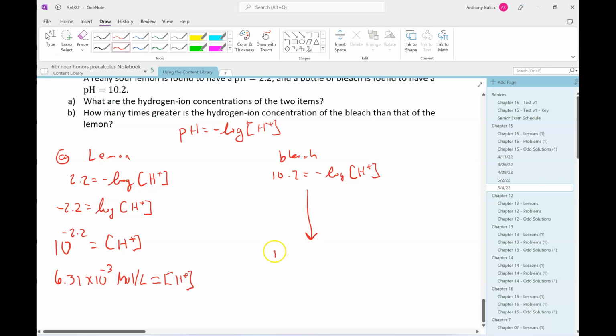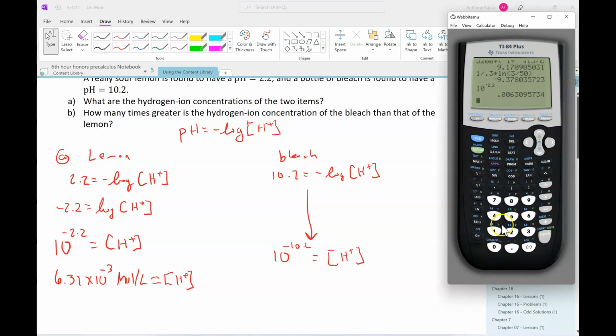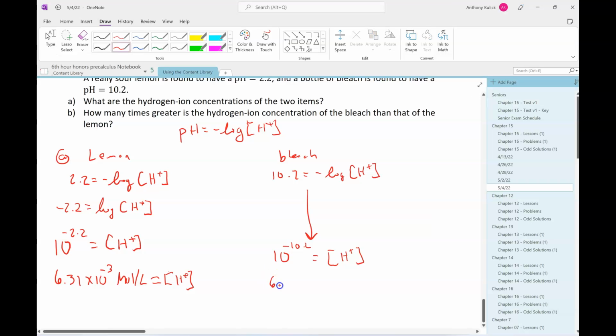It's the same steps, though, to solve for the base or for the bleach, right? So I'm just going to skip down to here and not write any of the other work. Is everybody cool with that? If it's the identical steps. If you're not, you can tell me. And whoa, doggy, 6.31 times 10 to the negative 11th.